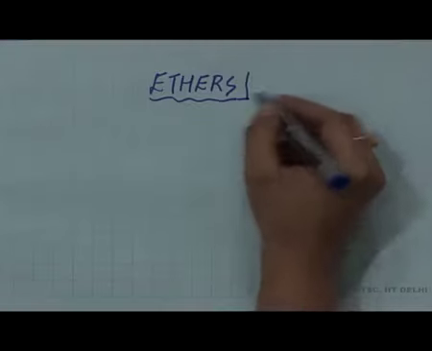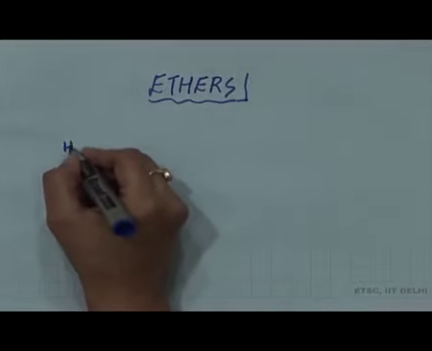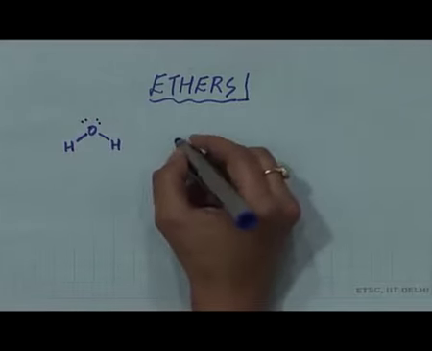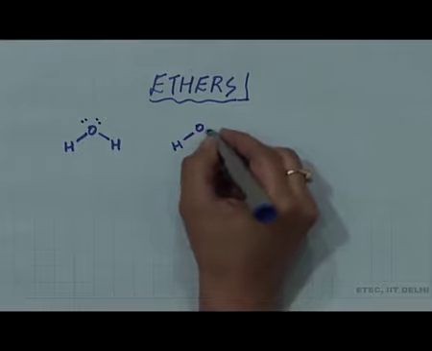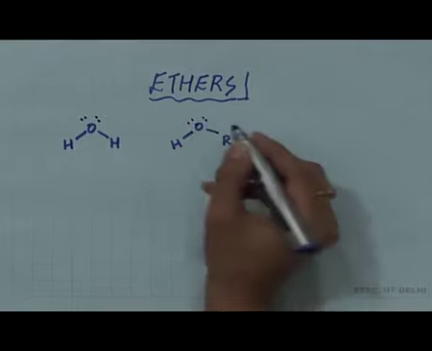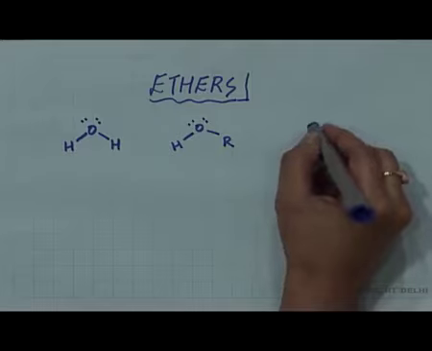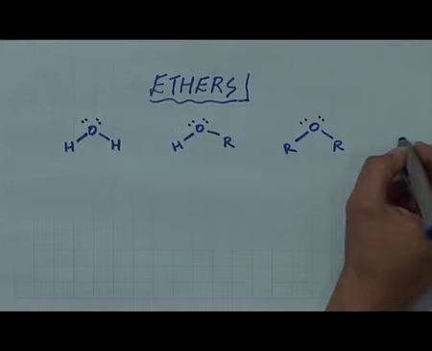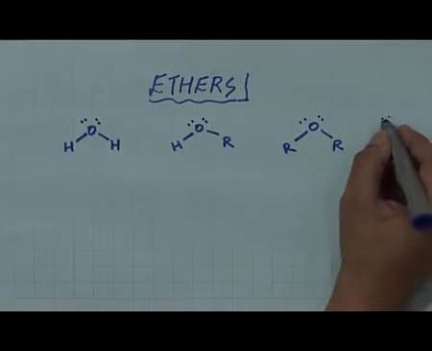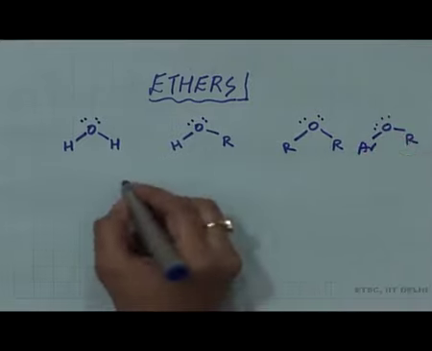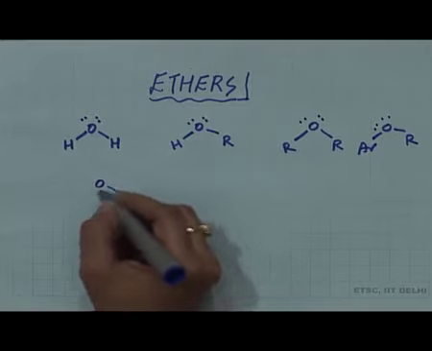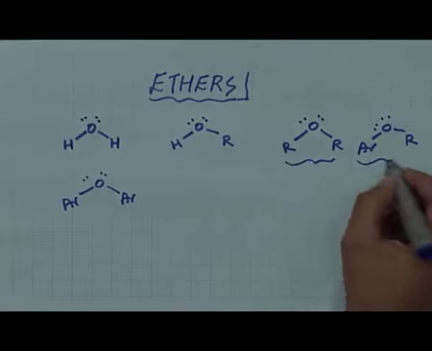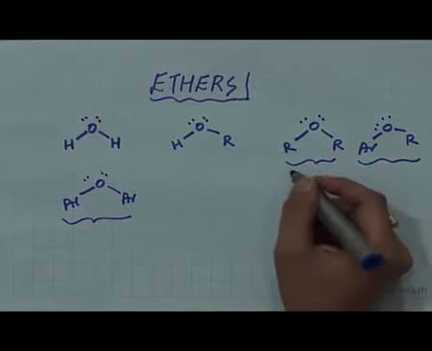The ethers are nothing but, if you compare them to water, water is H2O, and if you replace one of the hydrogens by an alkyl group, we say that it becomes an alcohol. If you replace both the hydrogens by either alkyl groups, or one alkyl and one aryl, or both aryl groups, then the resultant molecules are termed as ethers. So, these are the ethers which we are going to talk about today.